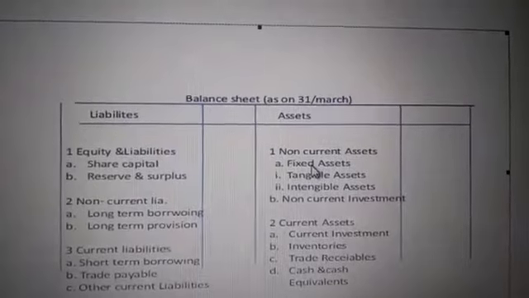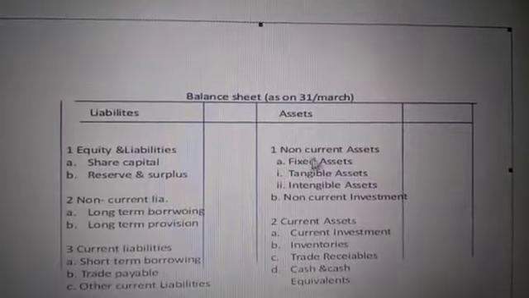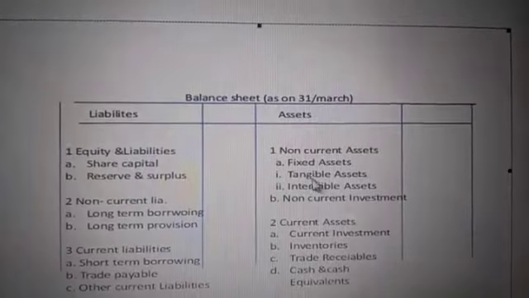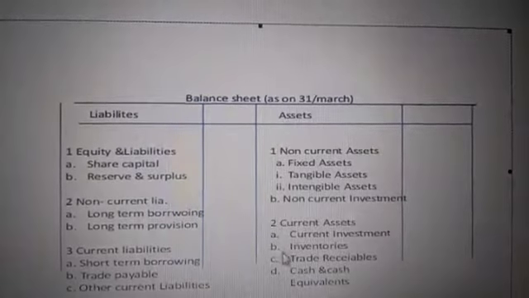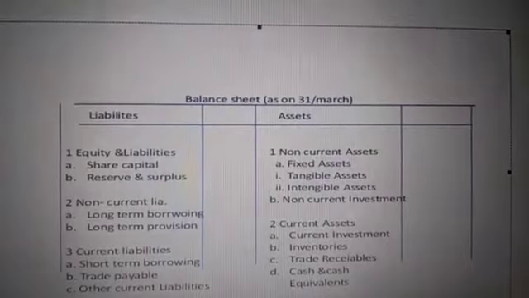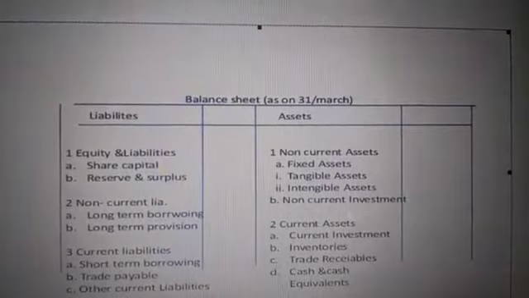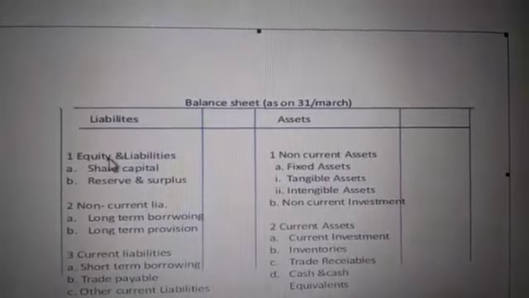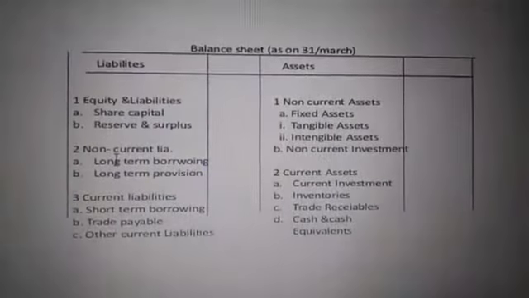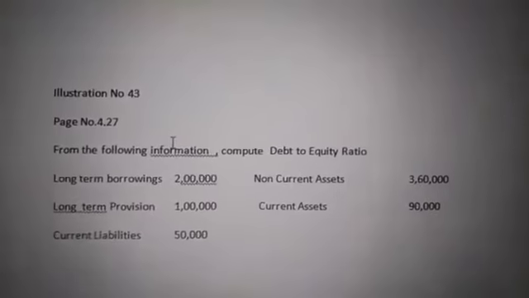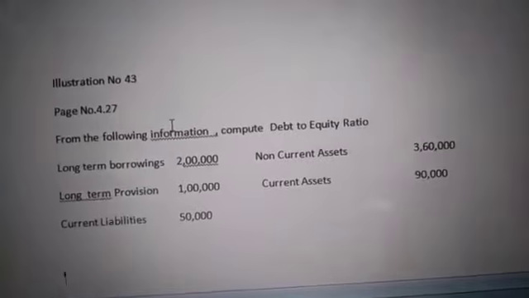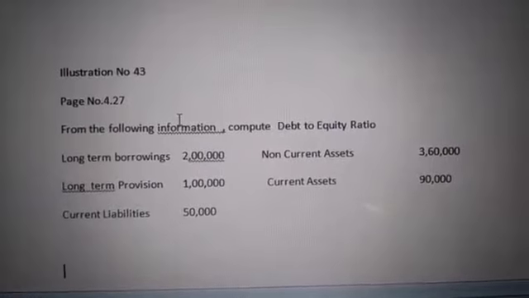Again I am telling you, remember these. Adding non-current assets, non-current investment and current assets, and minus current liabilities comes equity. Clear? So now, illustration number 43. This time we are doing it through presentation because a lot of questions we have done before.